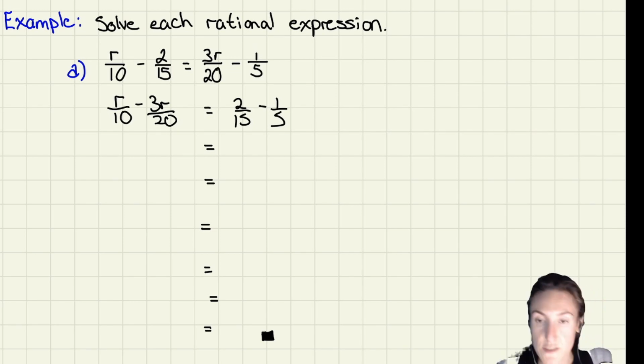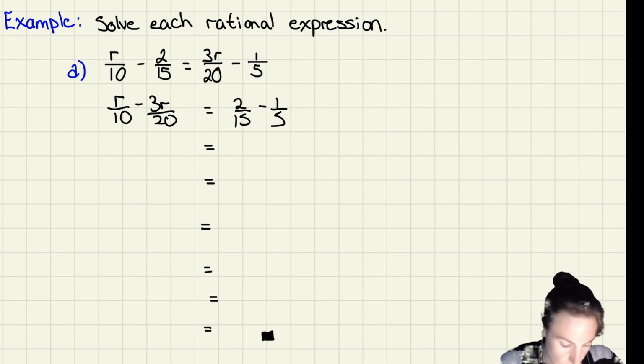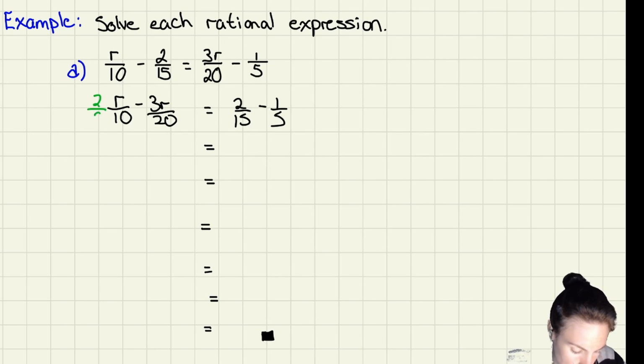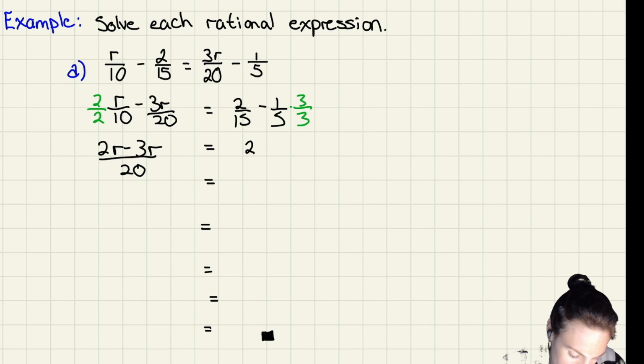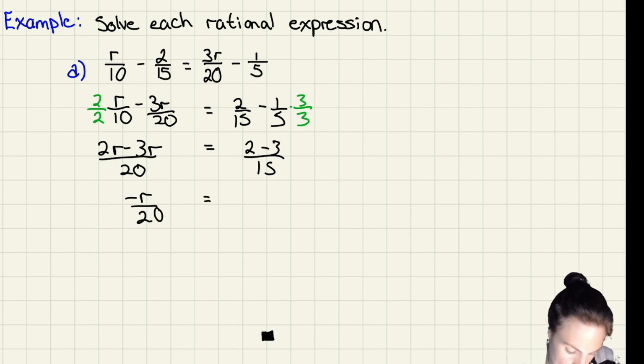So now what I have to do is make a common denominator. So this term, if I multiply and divide by 2, I'll get 20. And here I have a 15, so I have to multiply the top and the bottom here by 3. So I'm going to get 2r minus 3r over 20, and then I'm going to get 2 over 15 minus 3 over 15. We're going to erase these so they're not in my way. And this is going to give us minus r over 20 is equal to minus 1 over 15.